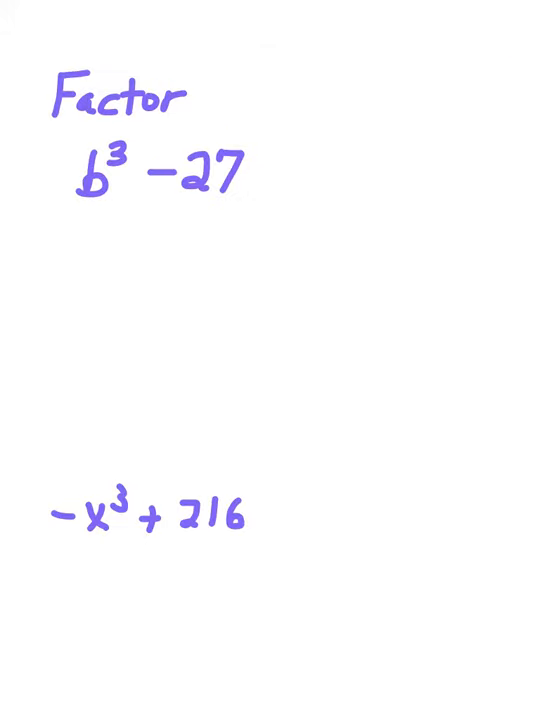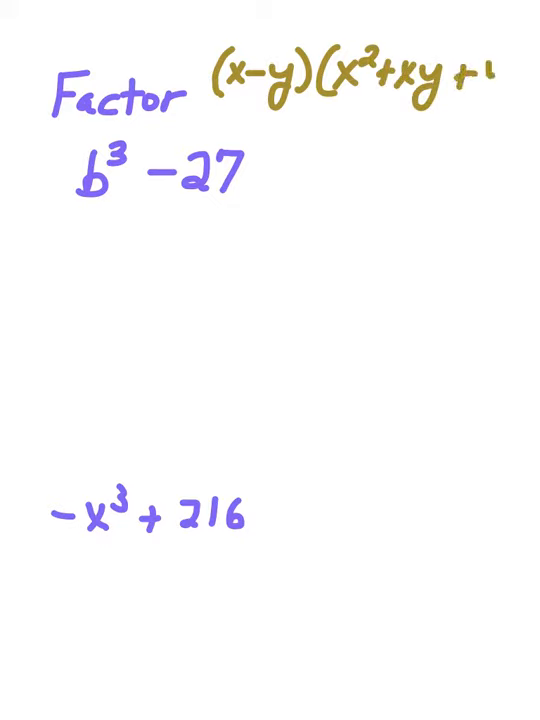Now I have the difference of two cubes in this example. So let's write the pattern for factoring the difference of two cubes. That would be x minus y times, everything will be positive in the second factor, x squared plus xy plus y squared.